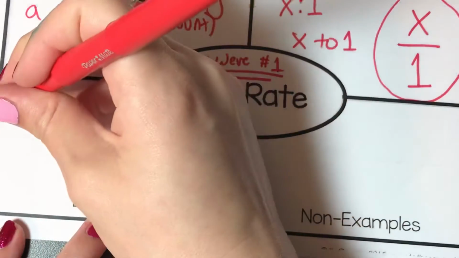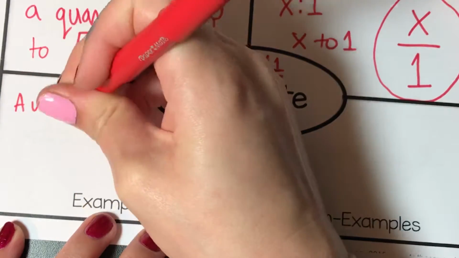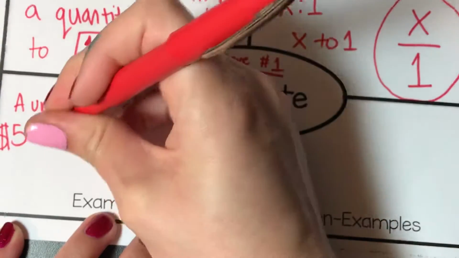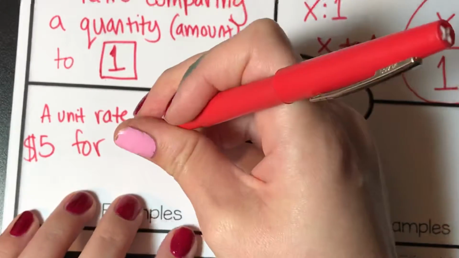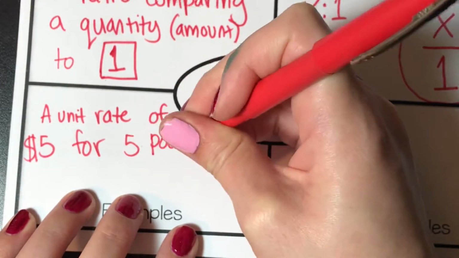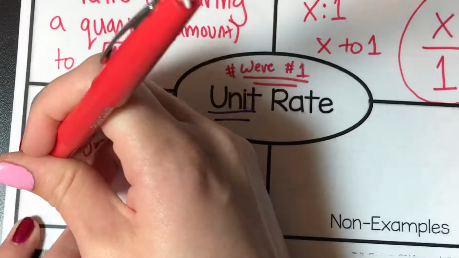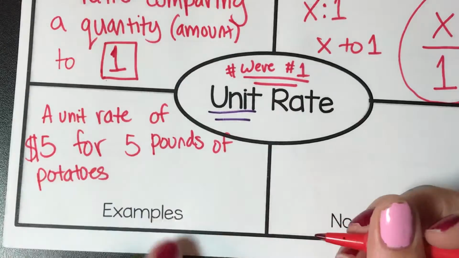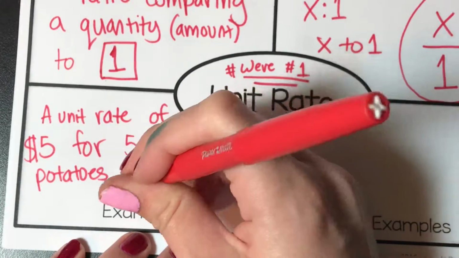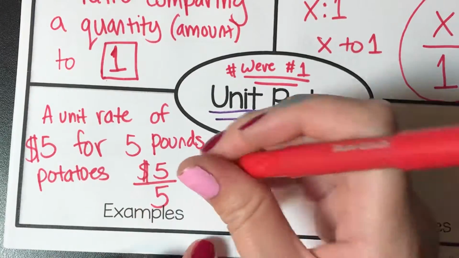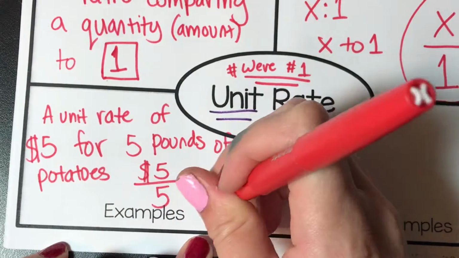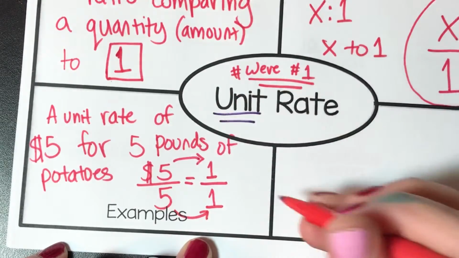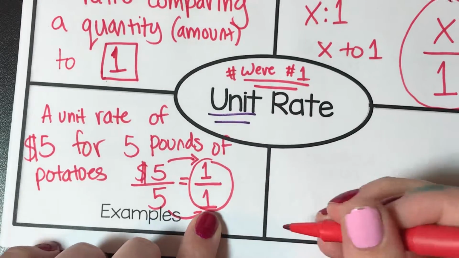Another example would be if I said a unit rate of $5. If you paid $5 for 5 pounds of potatoes, then for the unit rate, I would write $5 for 5 pounds. I don't want to know how much is 5 pounds. I want to know how much will get me for 1 pound. And that would be 1. How do I get from here to here? What do I do to the top? I got to do the bottom. So this would be my unit rate when I compare it to 1.